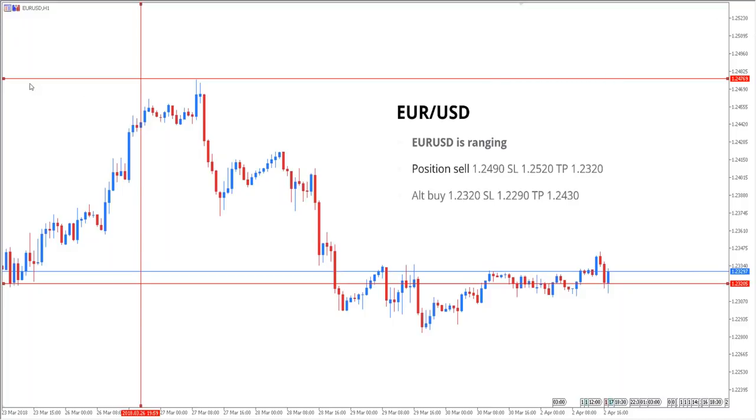Let's continue. So euro dollar, Robert, you see, just watch my chart, 24.76. The price came to 24.76, okay? And then it started to drop here, okay? So it was in the zone.